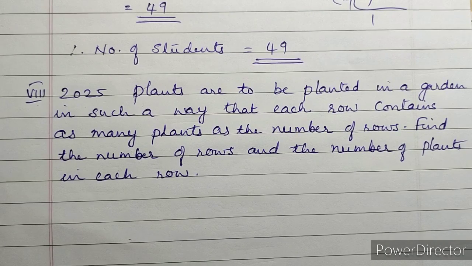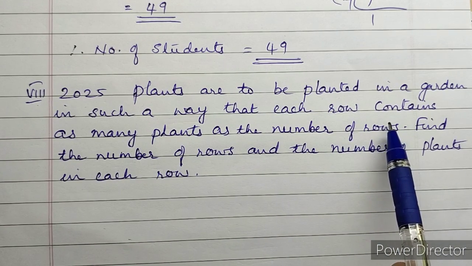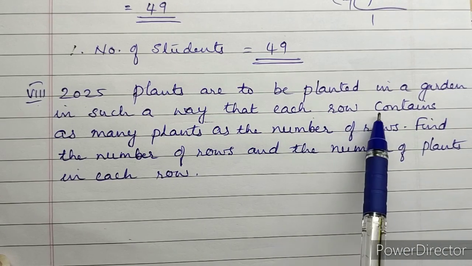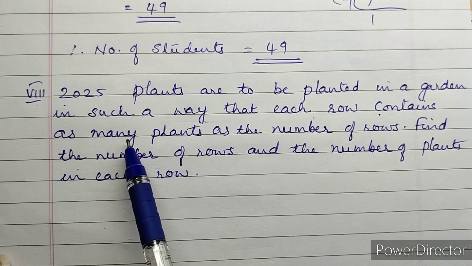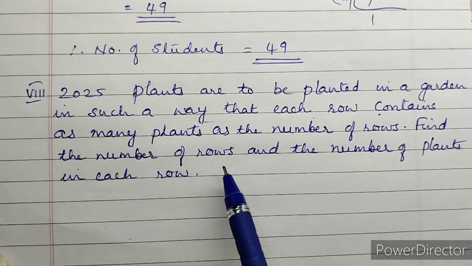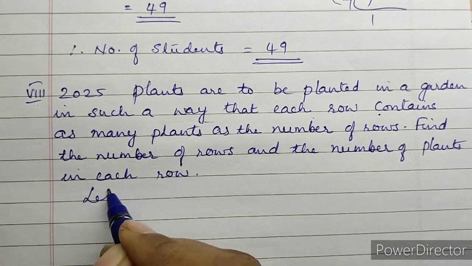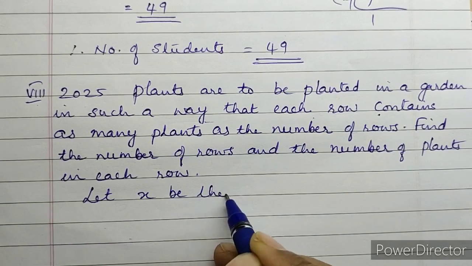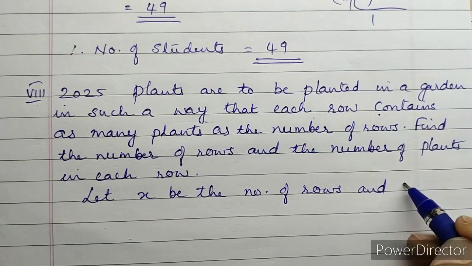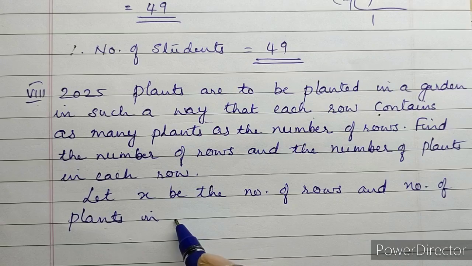Next, similar type sum only. 2025 plants are to be planted in a garden in such a way that each row contains as many plants as the number of rows. So here the number of rows is equal to the number of plants in each row. Find the number of rows and the number of plants in each row. That only you have to find. So the unknown, you can take it as x. Let x be the number of rows and the number of plants in each row.